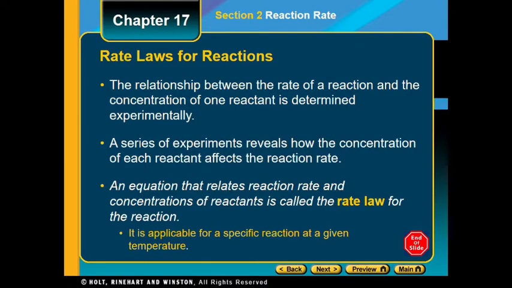So we are going to look at a series of experiments that will tell us how our reactant concentration affects the reaction rate. The equation that relates reaction rate and concentration of reactants is called the rate law. It is called the rate law, and this will be given at specific temperatures.